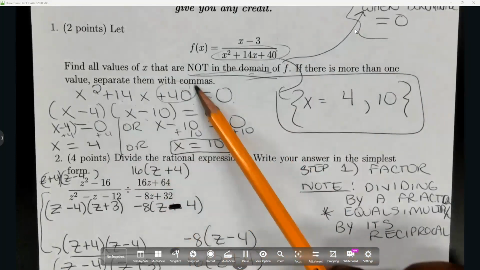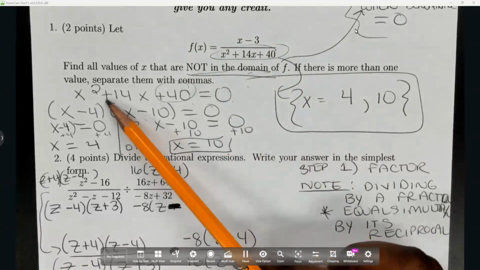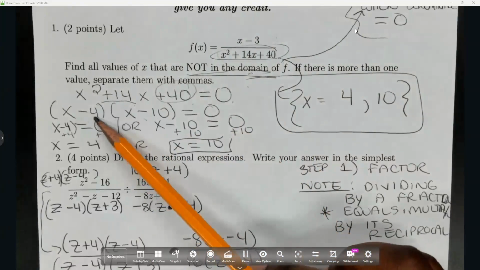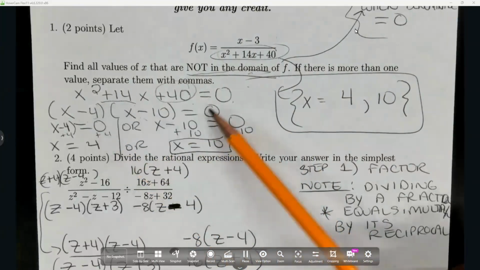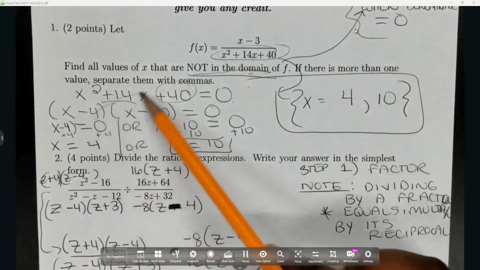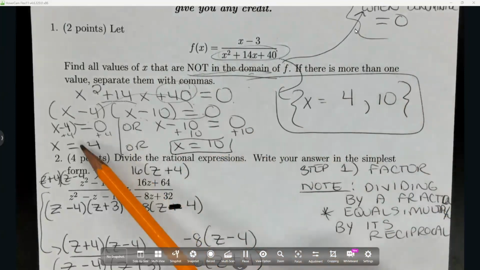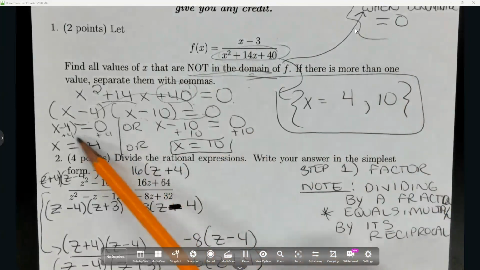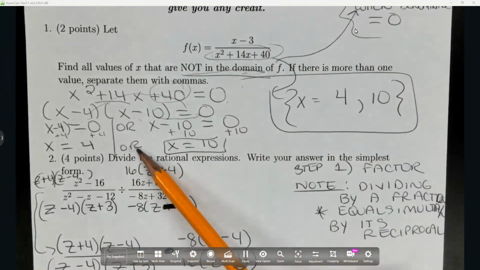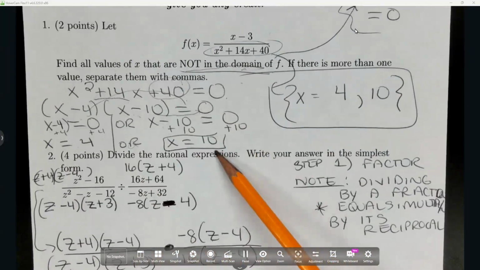We found two numbers where the product is equal to 40, but the sum, when we add them together, we get 14. And that's (x plus 4) and (x plus 10) equals 0. After we factor, we set each of these factors equal to 0 and solve. So x plus 4 equals 0. We subtracted 4 from both sides and got x equals negative 4. Or x plus 10 equals 0. We subtract 10 from both sides, we get x equals negative 10.